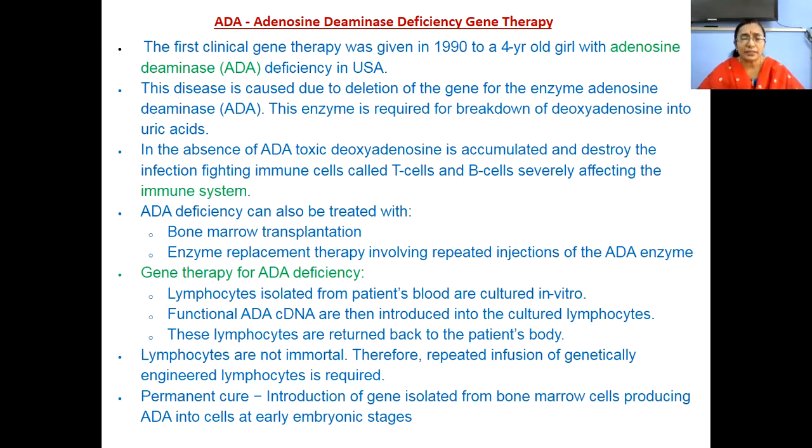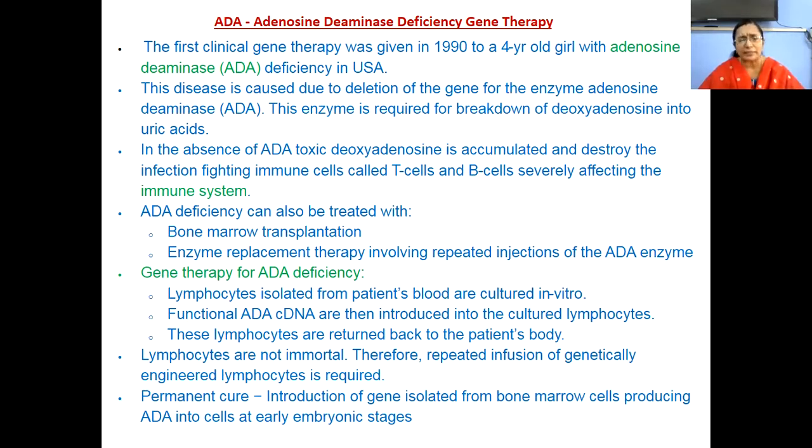The gene therapy we have developed for ADA deficiency is this: we isolate the lymphocytes of the patient, bring them outside the body, and culture them in vitro. Then the functional ADA gene is introduced into these cultured lymphocytes using a vector, that is ADA-cDNA, and these lymphocytes which have the new gene are then returned back to the patient's body. But again there is a small drawback. The lymphocytes are not immortal, they have a particular lifespan. After that we have to repeat the infusion of these genetically engineered lymphocytes.